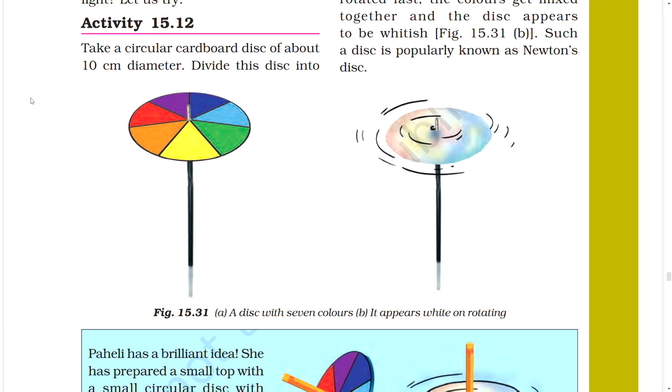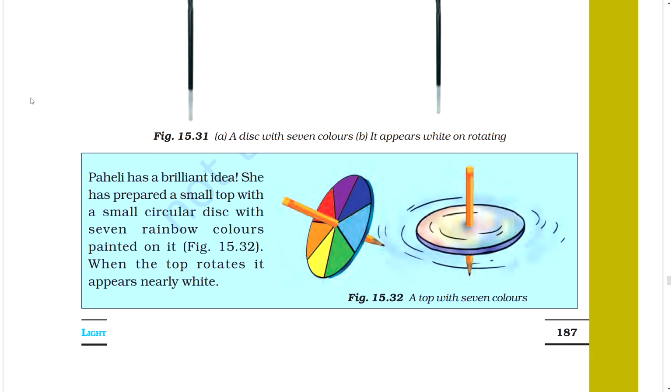Figure A. A disc with 7 colors. B. It appears white on rotating. Bailey has a brilliant idea. She has prepared a small top with a small circular disc with 7 rainbow colors painted on it. Figure. When the top rotates, it appears nearly white. Figure. A top with 7 colors.